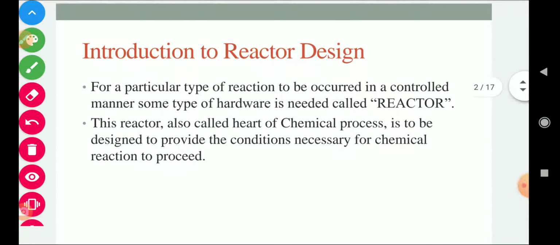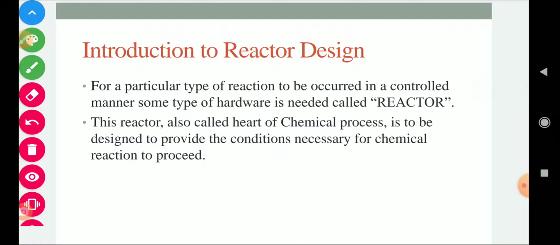So first question arises, what is a reactor? For a particular type of reaction to occur in a controlled manner, some type of hardware is needed, and that is called a reactor. A reactor is an apparatus which is used to convert raw material into useful product with the help of some chemical reaction. This reactor, also called the heart of the chemical process, is to be designed to provide the conditions necessary for the chemical reaction to proceed.